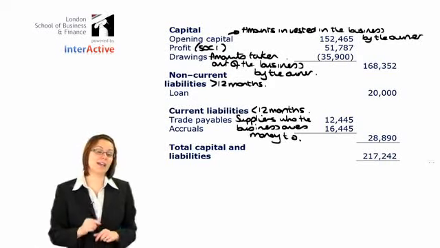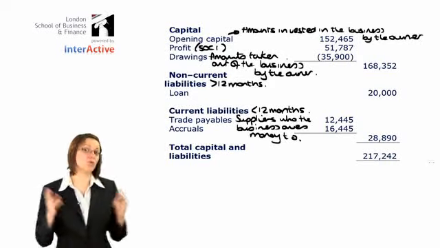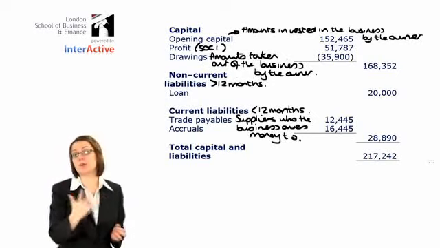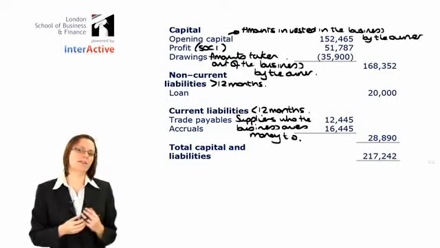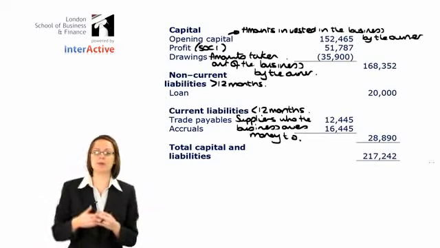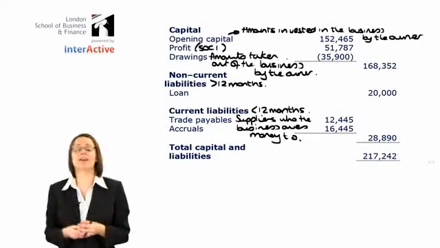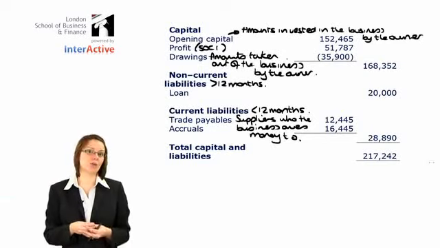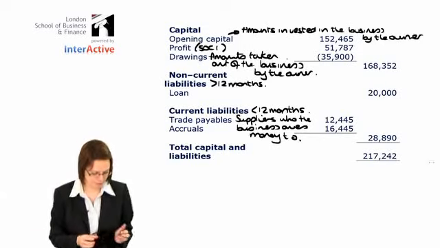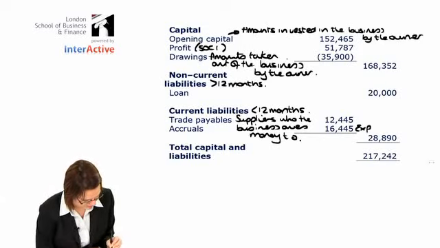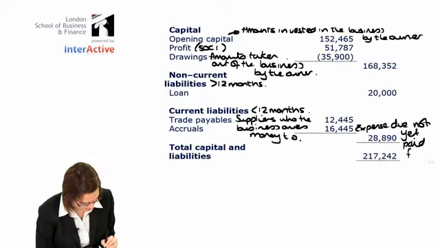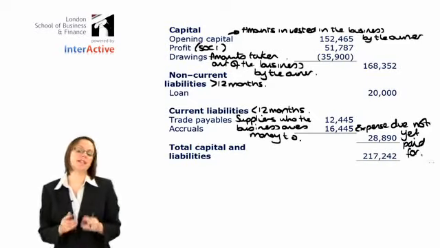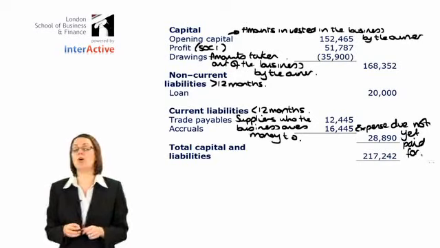Our final item then is accruals. Now, an accrual is opposite to a prepayment. We said that a prepayment was an asset because it was expenses we paid in advance. Well, with an accrual, it's an expense due but not yet paid for. So an accrual is an expense due, not yet paid for.